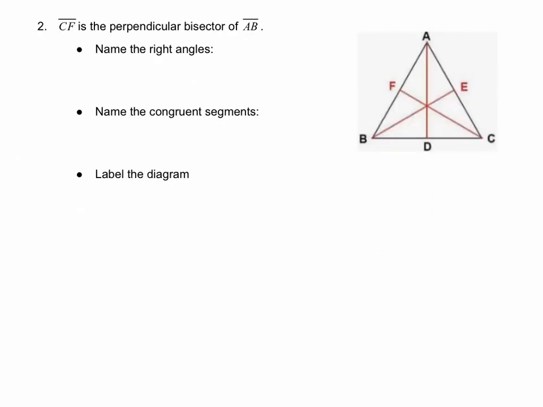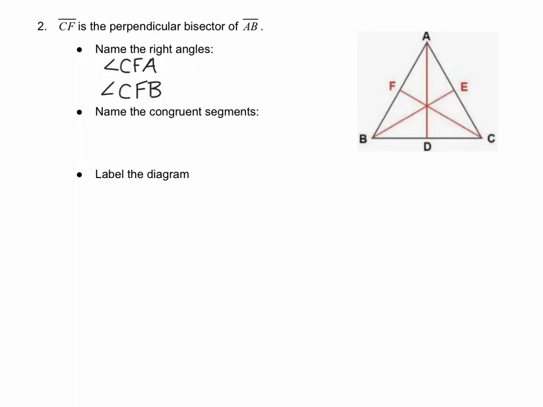Let's look at one last example together. This tells me that CF is the perpendicular bisector of AB. First, I need to name my right angles. Well, the angles that are going to be right angles are the ones where CF and AB intersect. So looking at my picture, I can see that angle CFA and angle CFB. Those are going to be my right angles.